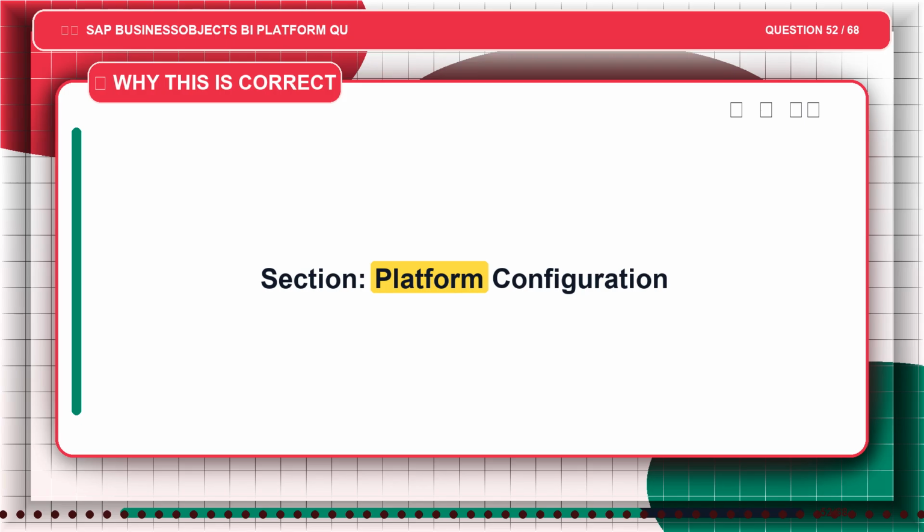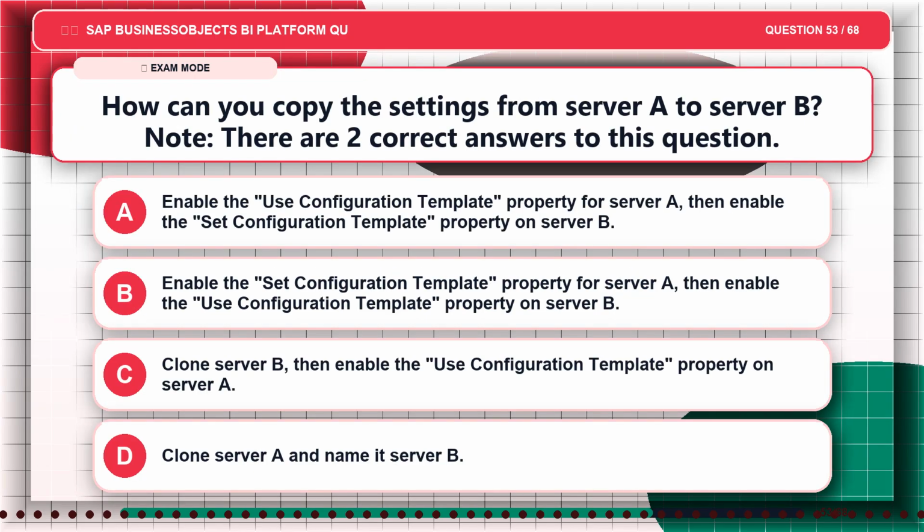Section, Platform Configuration. Question 53. How can you copy the settings from server A to server B? Note, there are two correct answers to this question. Option A, enable the Use Configuration Template property for server A, then enable the Set Configuration Template property on server B. Option B, enable the Set Configuration Template property for server A, then enable the Use Configuration Template property on server B. Option C, clone server B, then enable the Use Configuration Template property on server A. Option D, clone server A and name it server B.